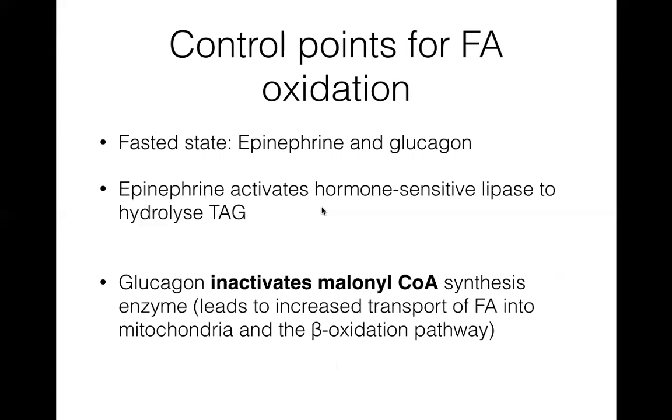Once the fatty acid reaches the liver and the skeletal muscle, they can undergo beta oxidation because glucagon inactivates malonyl-CoA, which means there is no inhibitor now for the enzyme carnitine palmitoyl transferase 1. So carnitine can be linked to the fatty acid. This now leads to increased transport of fatty acid into the mitochondria, and the beta oxidation pathway can occur.